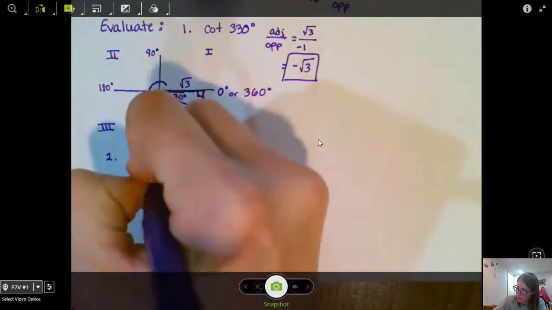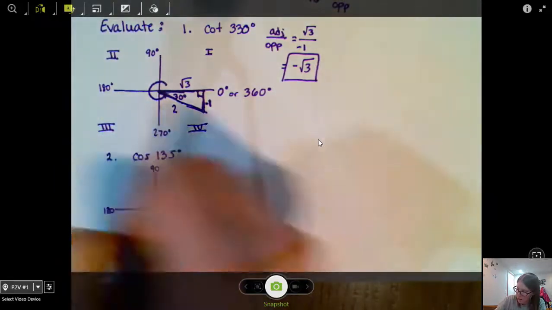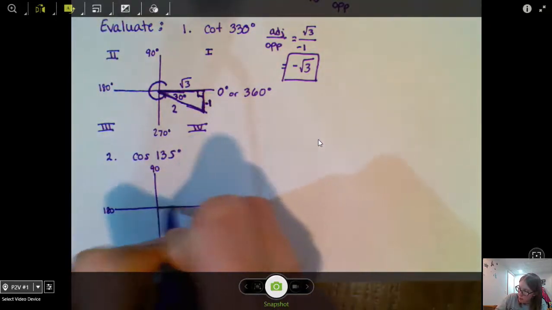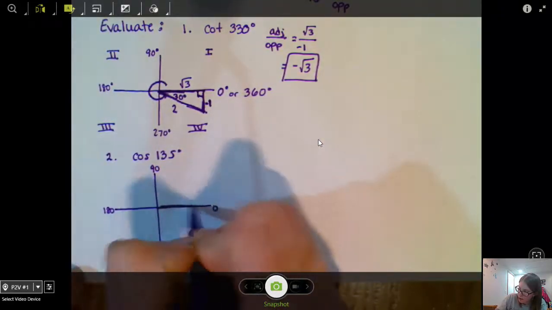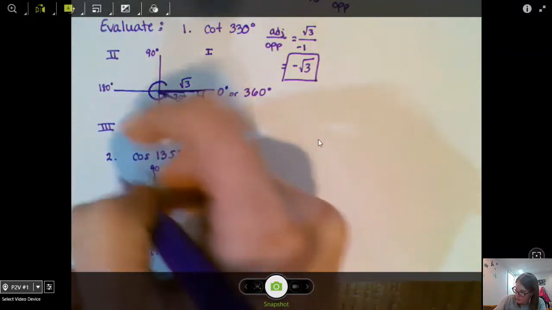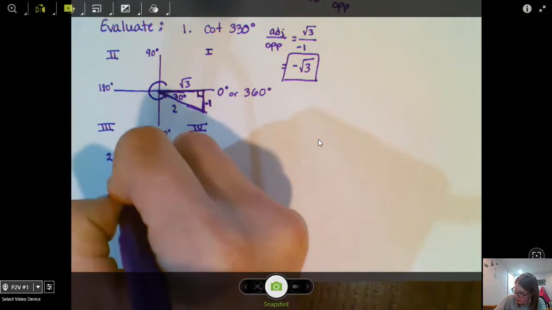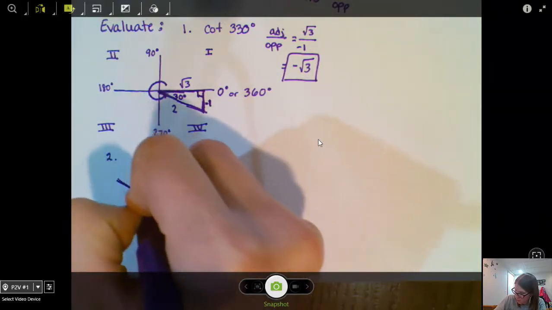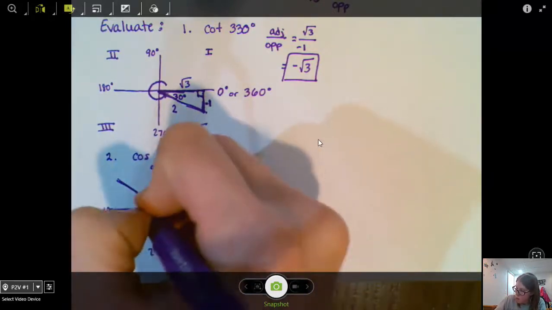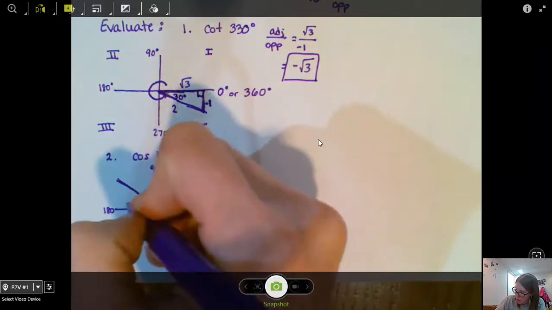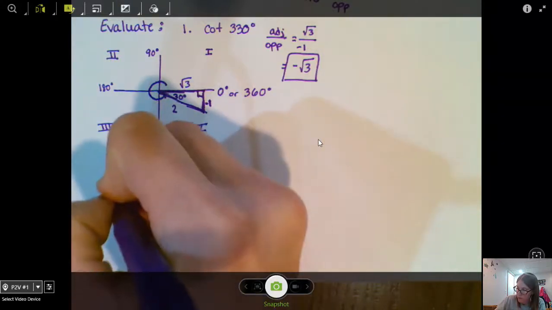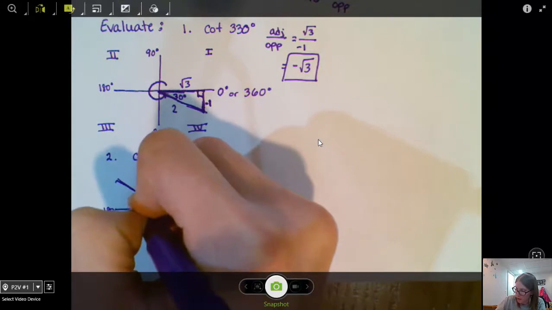This is 0, 90, 180, 270. We're going counterclockwise. We want to form a 135-degree angle with our positive x-axis. That's going to be somewhere in this quadrant, in our second quadrant. Well, looking at our x-axis, how far is 135 from 180? We have a 45-degree angle here.